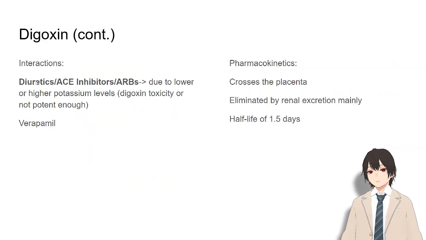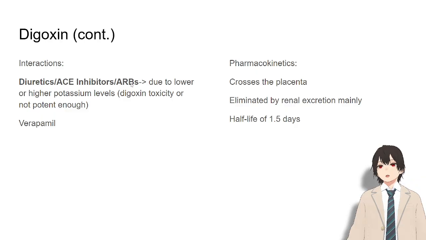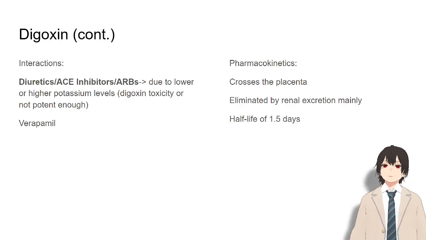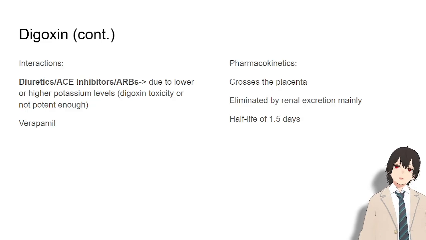Some interactions: it interacts with diuretics, ACE inhibitors, and ARBs. And this is what we covered last week, right? We kind of talked about diuretics. We did only talk about spironolactone, which is a potassium-sparing diuretic. But most diuretics are potassium-wasting. And like we just saw on the previous slide, when we have lower potassium, the digoxin toxicity has a higher chance of happening because there's less potassium in the body and DIG is trying to bind onto it, right?